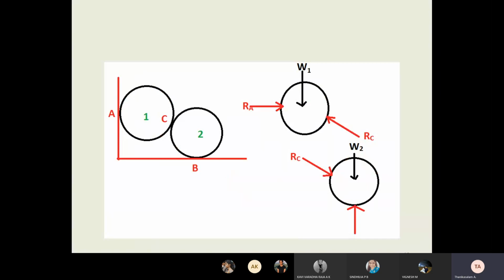Why am I putting RA? Because the ball is touching on the left side, therefore the reaction is on the right side, RA. Similarly, ball 1 is touching ball 2. So the ball is touching on the left side, that is the inclined side. Therefore the reaction is in the opposite direction, RC here, the RC reaction.